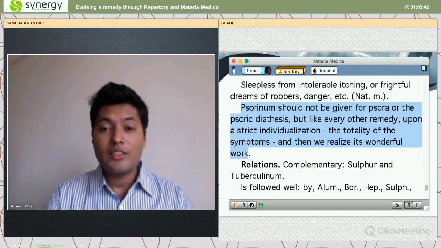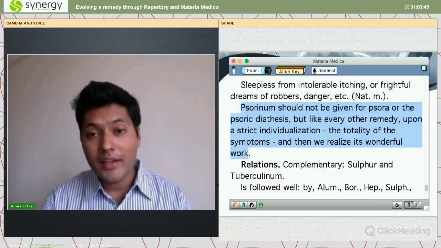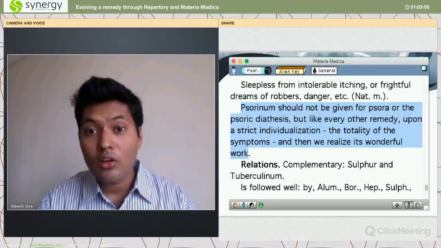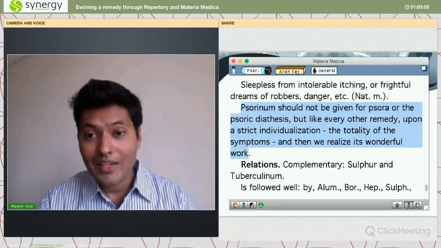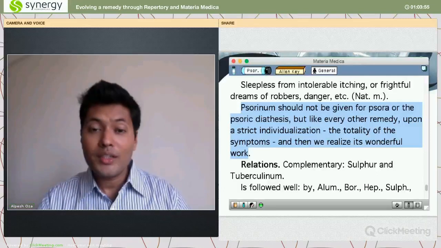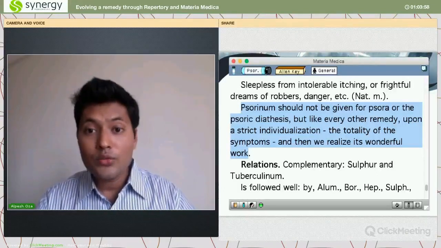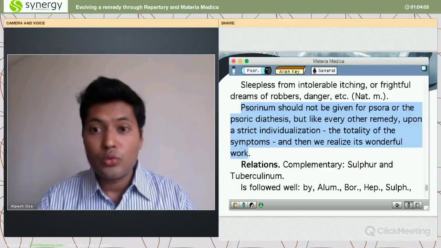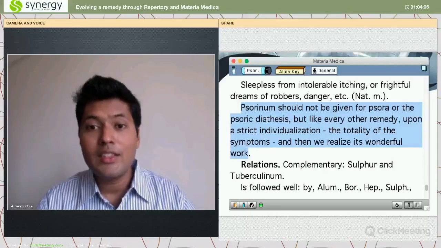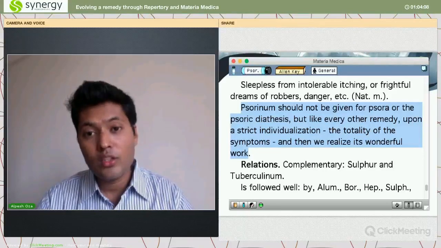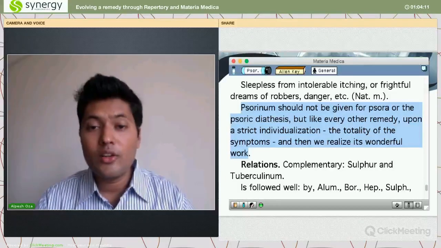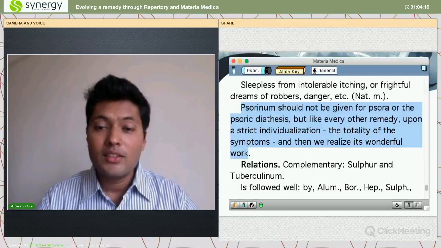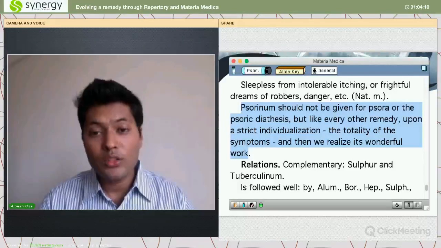And Allen has specially mentioned in the end of this remedy Psorinum that it should not be given for psora or psoric diathesis, but like every other remedy, upon a strict individualization, the totality of symptoms, and then we will realize its wonderful effect. So, to understand this sentence by Allen, we have to individualize the case and then accordingly give the remedy. So for that we need to understand the main idea of Psorinum. What is Psorinum?